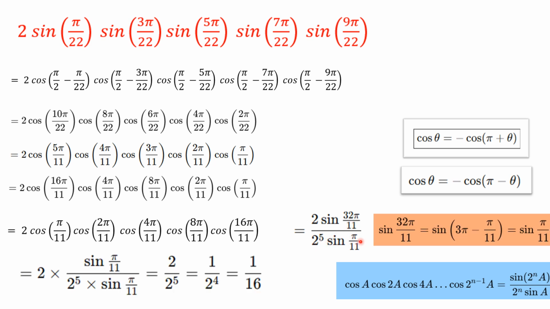Now sin 32 pi by 11 can be written as sin of 3 pi minus pi by 11, which is nothing but sin pi by 11. This is because sin of 3 pi minus theta is in the second quadrant. In the second quadrant, sin is positive. So sin 32 pi by 11 becomes sin pi by 11. So replace sin 32 pi by 11 by sin pi by 11, and we have sin pi by 11 in the numerator and denominator, so it is eliminated. So we are left with 2 by 2 to the power of 5, which reduces to 1 by 16, which is in option B.